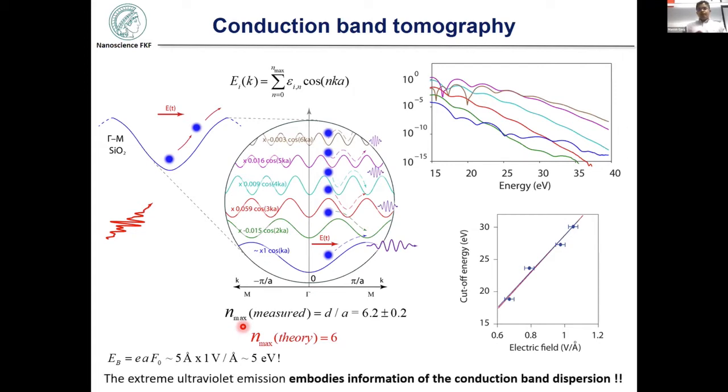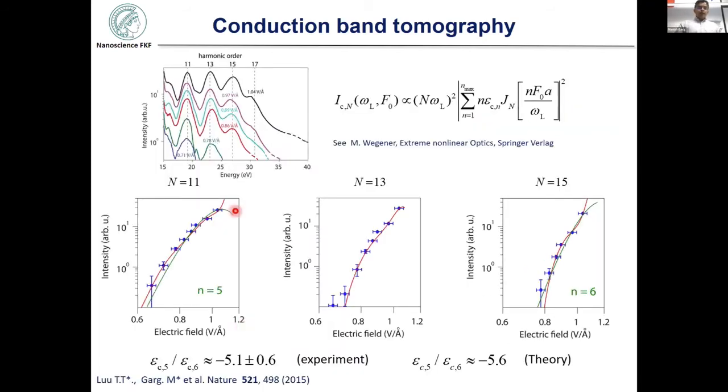So from this particular work, we learned that high harmonics from solids carry information about the dispersion profile of the electronic bands in solids. Now, if you look a bit more carefully at how the spectral intensity of individual harmonics in our experiment scales as a function of the field strength, this can be seen in this equation over here.